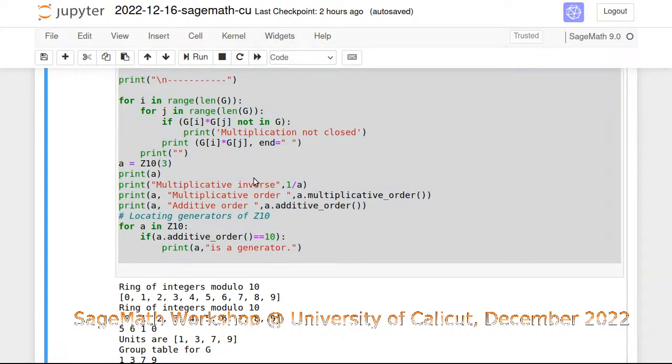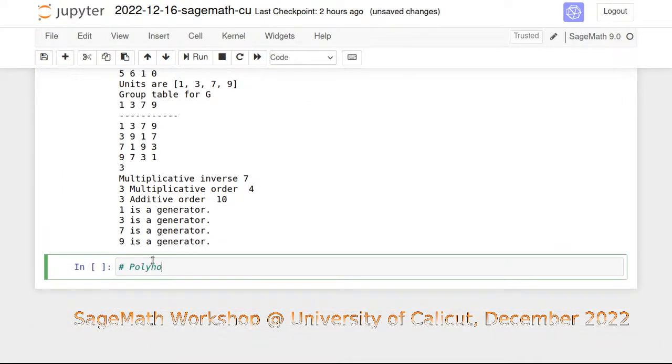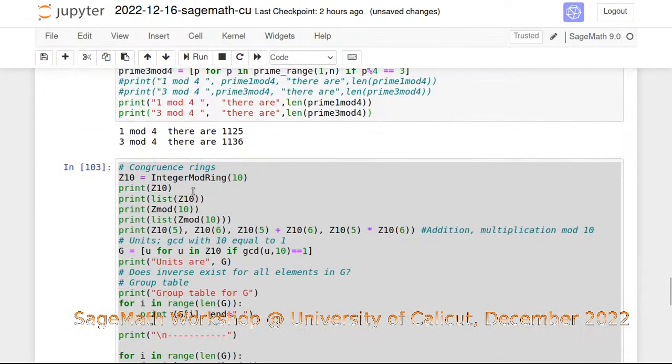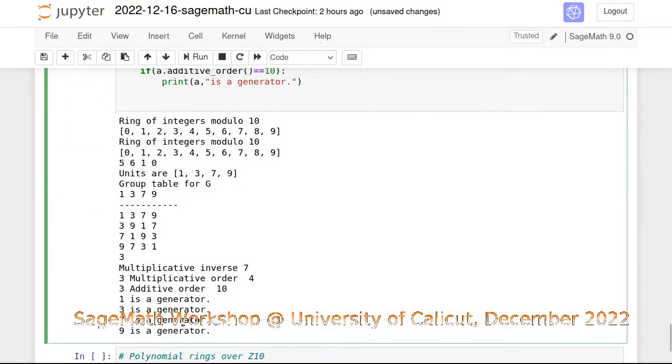Now we can create rings of polynomials also. We have already seen that integer modulo rings we can create using these commands. Now we can create polynomial rings also over this ring of integers. So once again, for the sake of completeness, inside the same cell, let us define Zn once again.